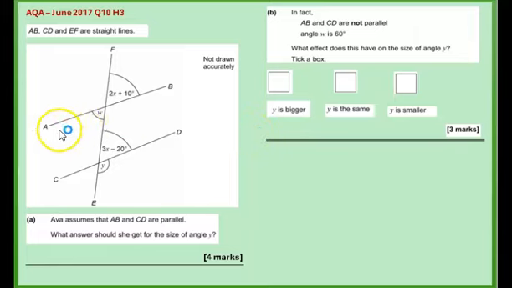We have two parallel lines, AB and CD, crossed by a line EF. The problem says that if we assume that AB and CD are parallel, find the value of angle Y. So here is how we solve this part of the problem.